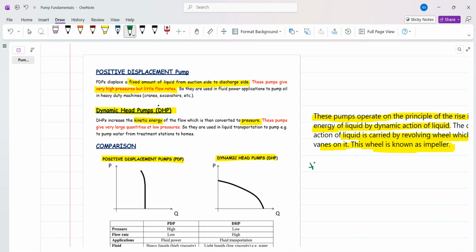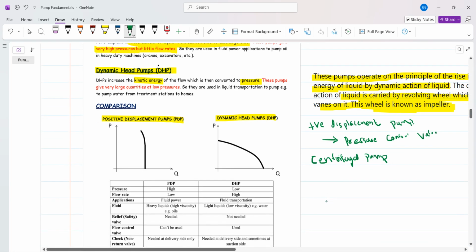In positive displacement pump, there will always be a pressure control valve, and in centrifugal pump there will always be the flow control valves, right? Flow control valve.